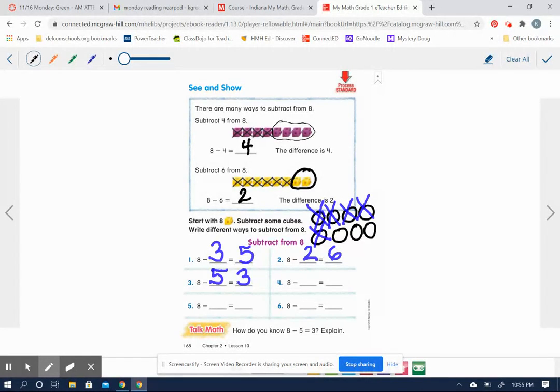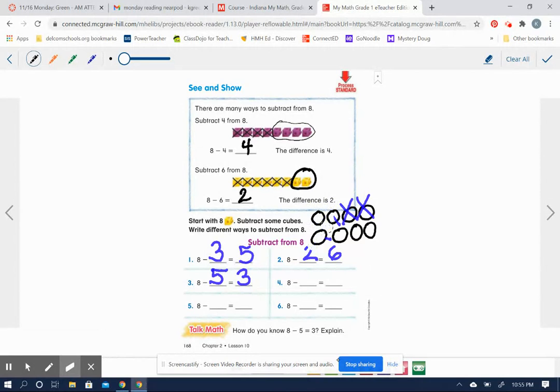Okay. Do you notice anything about these two right here? 8 minus 3 equals 5, and 8 minus 5 equals 3. Yeah, these are related subtraction sentences. They're related because they all have the same numbers, 8, 3, and 5. Here's 8, 3, and 5. Okay, they're in different order, but they're all the same numbers, and so they are related.